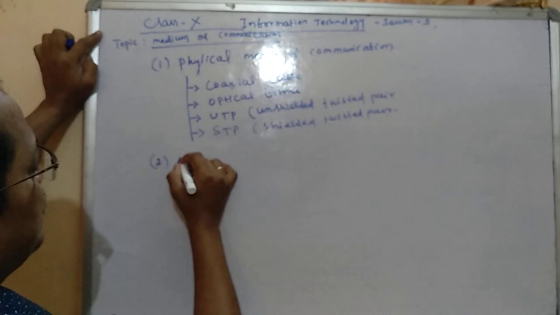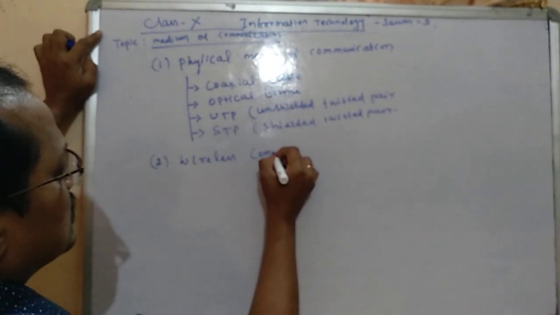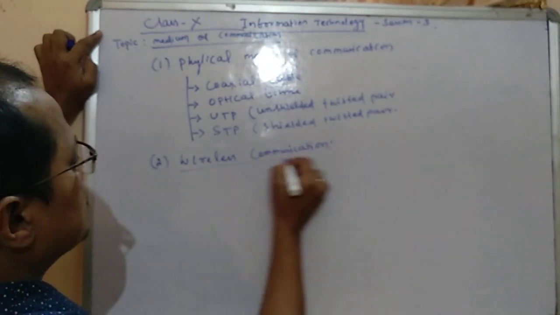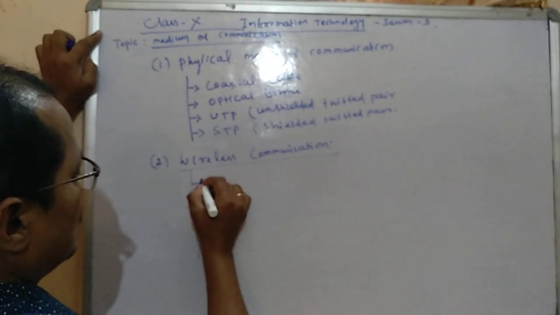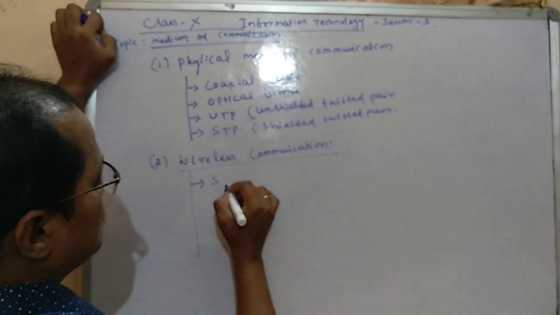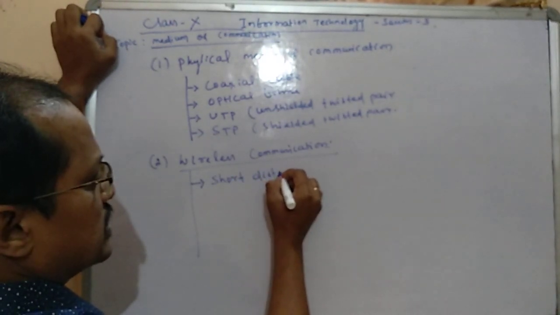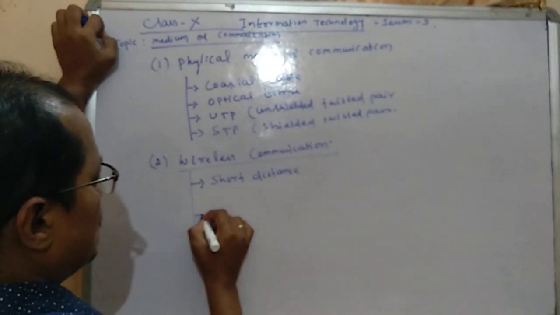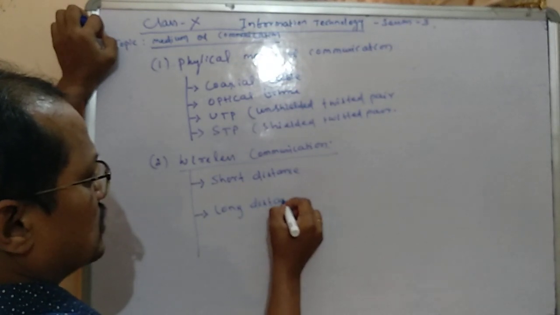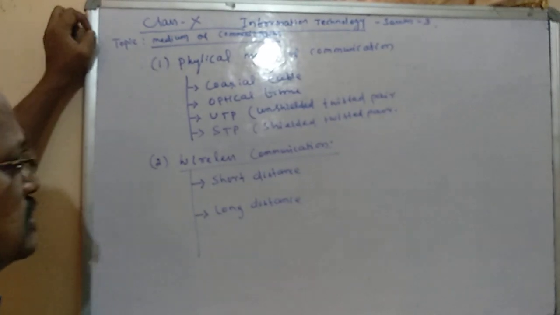Number two is wireless communication. In wireless communication we will follow, number one, short distance communication. Another is long distance.